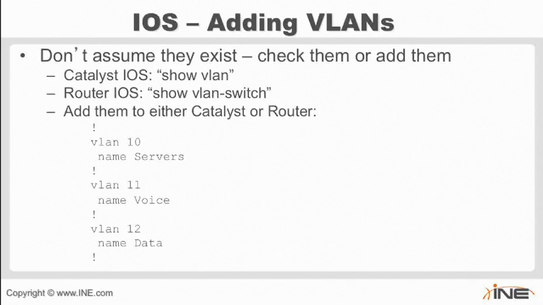Okay, so in Catalyst IOS, we do a show vlan or show vlan brief. In Router IOS, if you type show vlans, it will produce the VLANs that the router portion of the router knows about, not the Ethernet switch module. So you need show vlan-switch. And then you can add them to either Catalyst IOS or Router IOS, just standard config t mode. Okay, you don't have to name them.